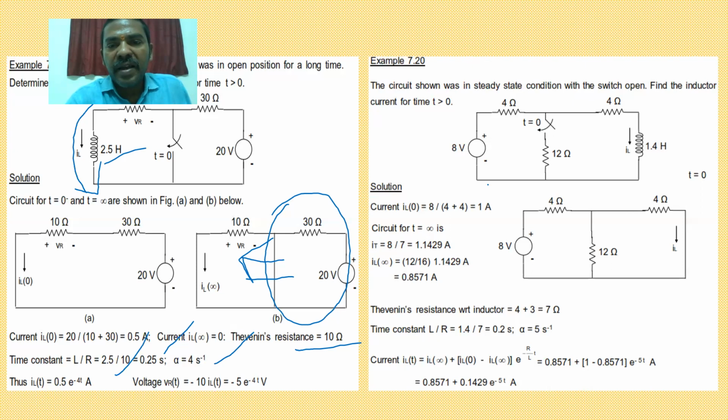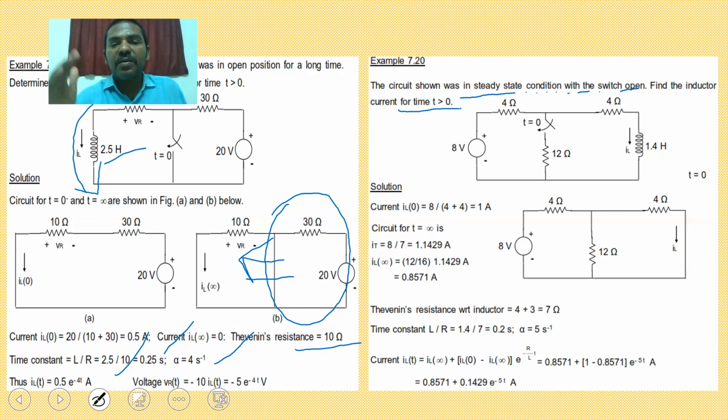So here, steady state condition with the switch in open position. Find the value of inductor current at t is equal to 0. So the switch is open under steady state condition, which means t is equal to infinity condition.